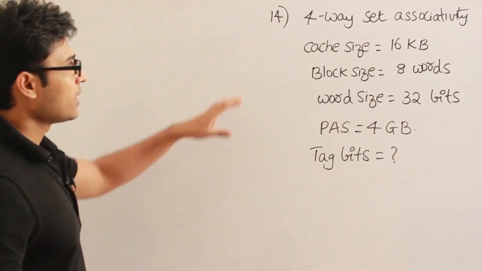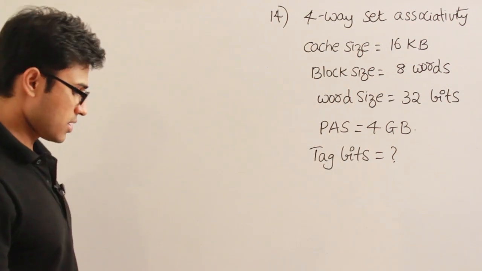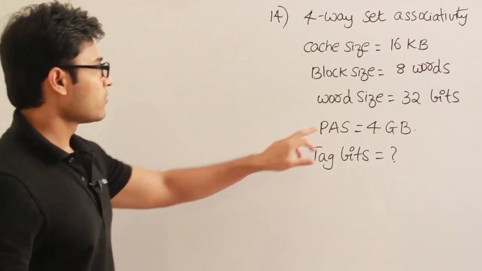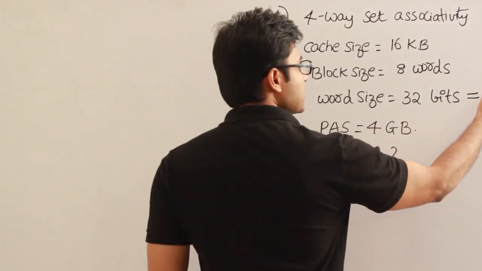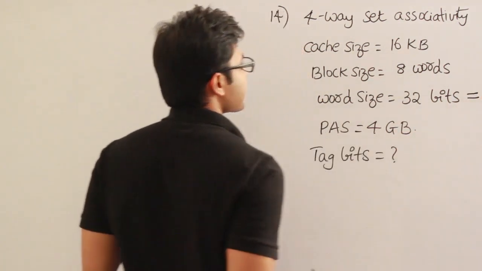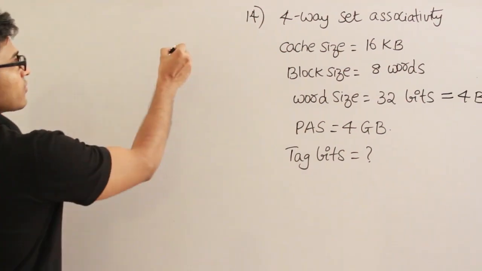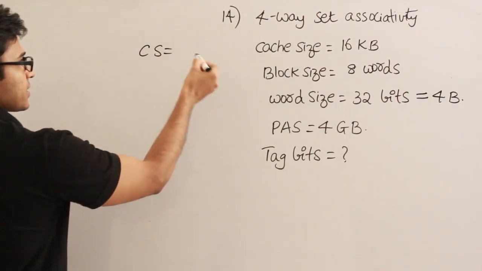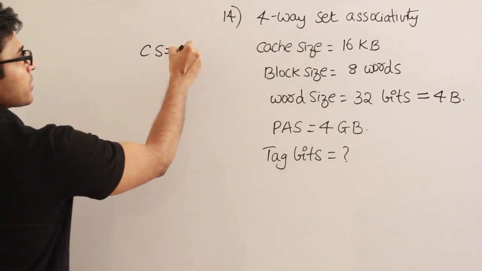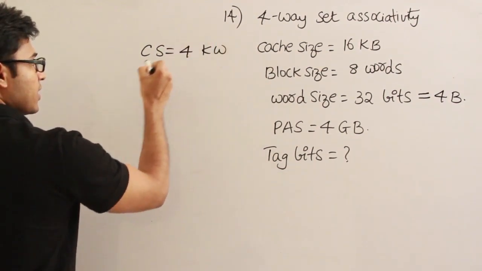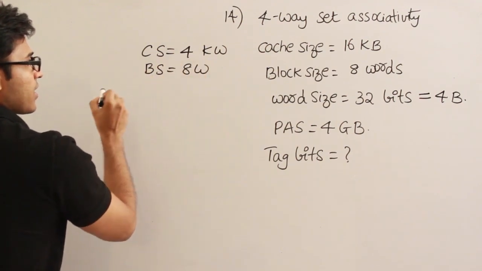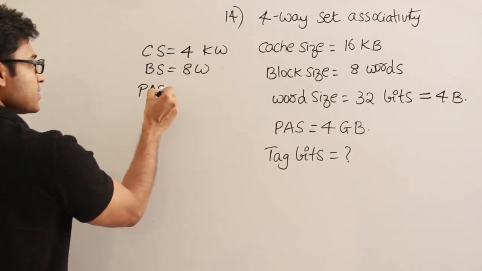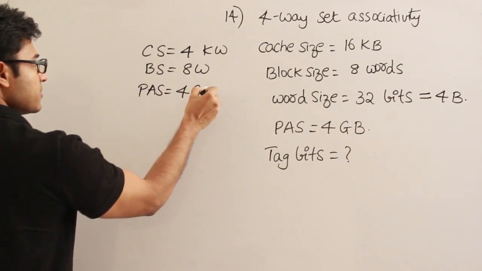Okay. Now let's convert everything into words. They are saying that the word size is 32 bits. What is 32 bits? 32 bits is 4 bytes, isn't it? Therefore what is the cache size? Cache size is 4K words, right? And what about block size? Block size is 8 words. And what about physical address space? Physical address space is 4 GB.